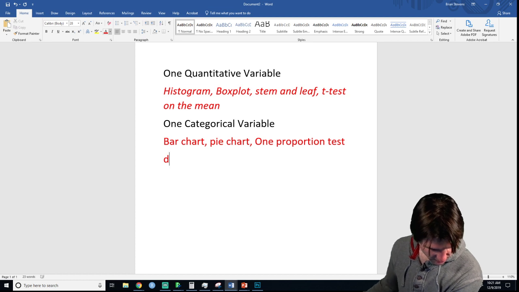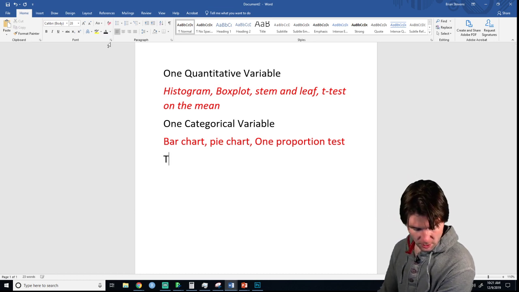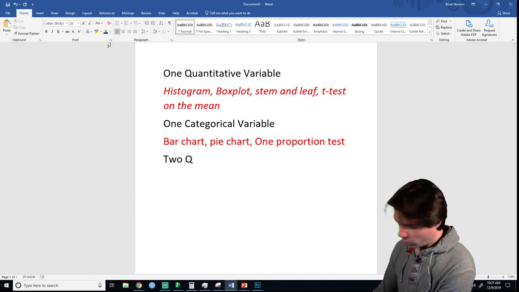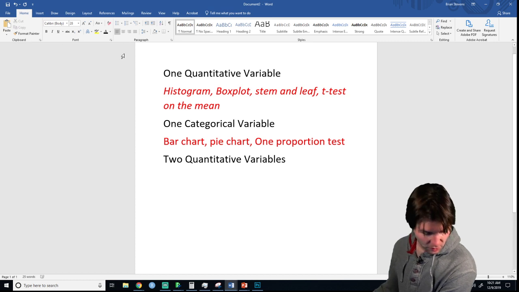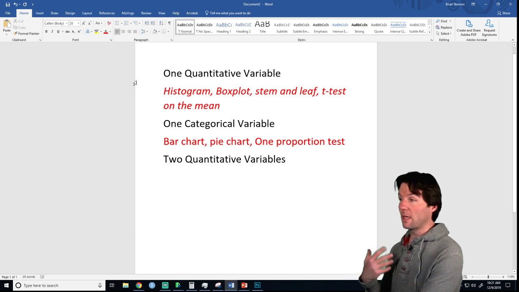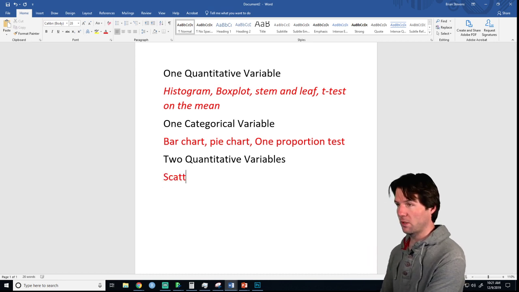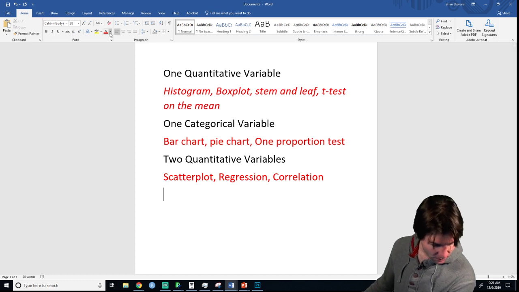We're still that color. So now we have two quantitative variables. If we have two quantitative variables, think about what we can do here. You should try to think of some stuff as I'm mentioning this, like what could we do? We could do a scatter plot, we could do regression, and if we do regression, we can do correlation. I finally know how to spell it. I always put like one R.